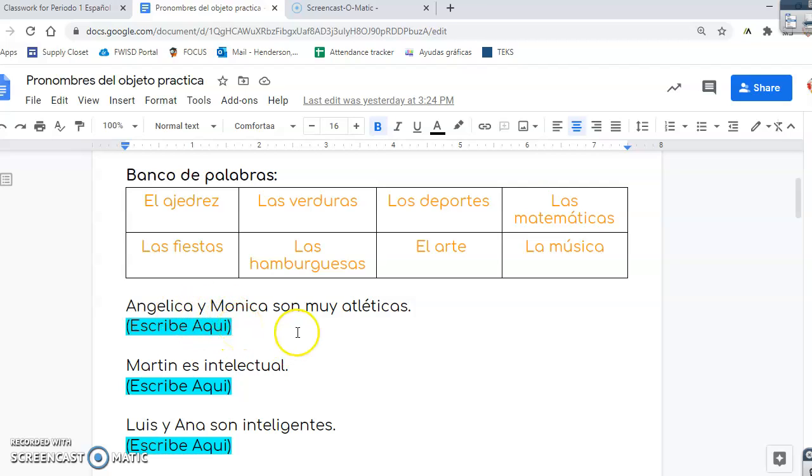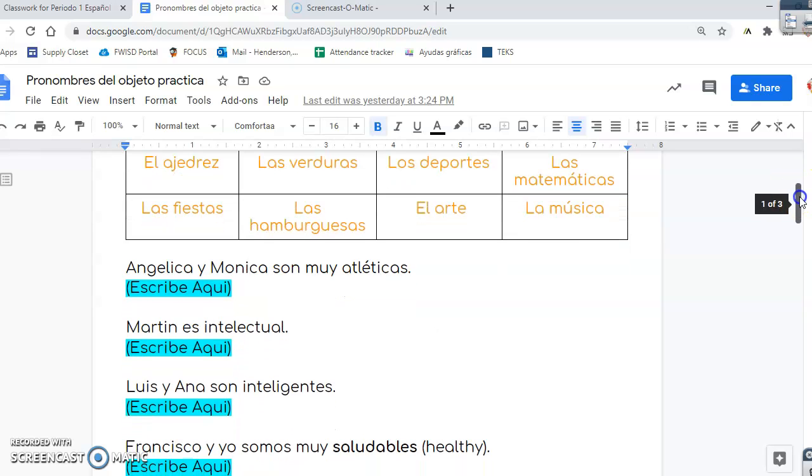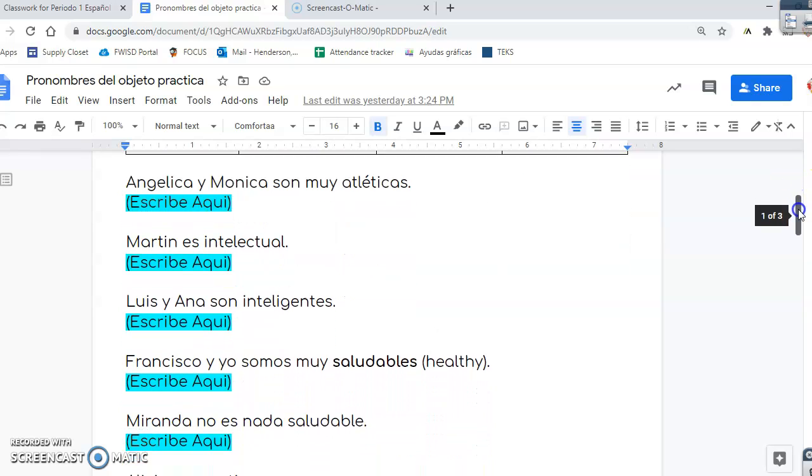And then you're going to tell me they like sports. So we have gusta, but sports is more than one. Oops, I told you. Gustan los deportes. And you would have to come back and add me, te, le, nos, les. A Angélica y a Mónica les gustan los deportes. This is only hard because there are so many different parts to it that you have to remember. So that's the first part.